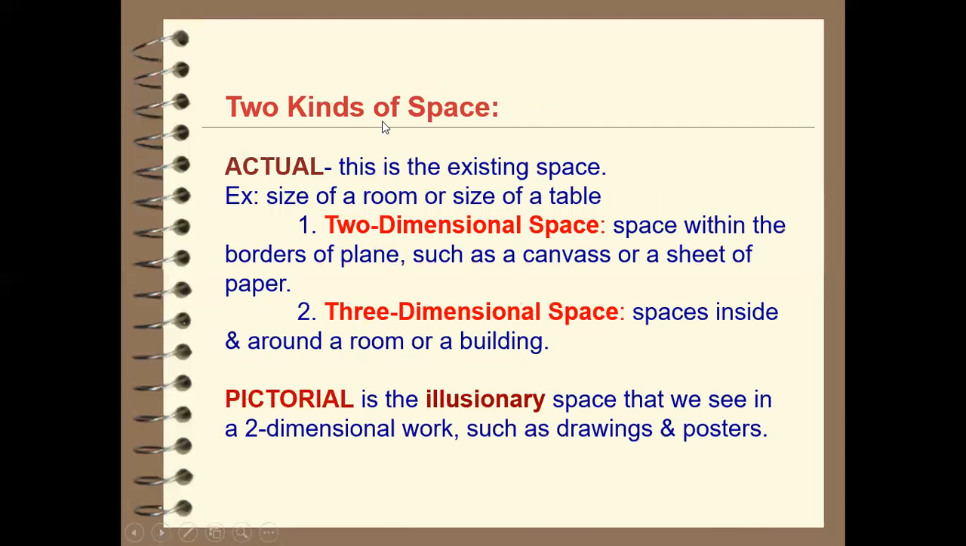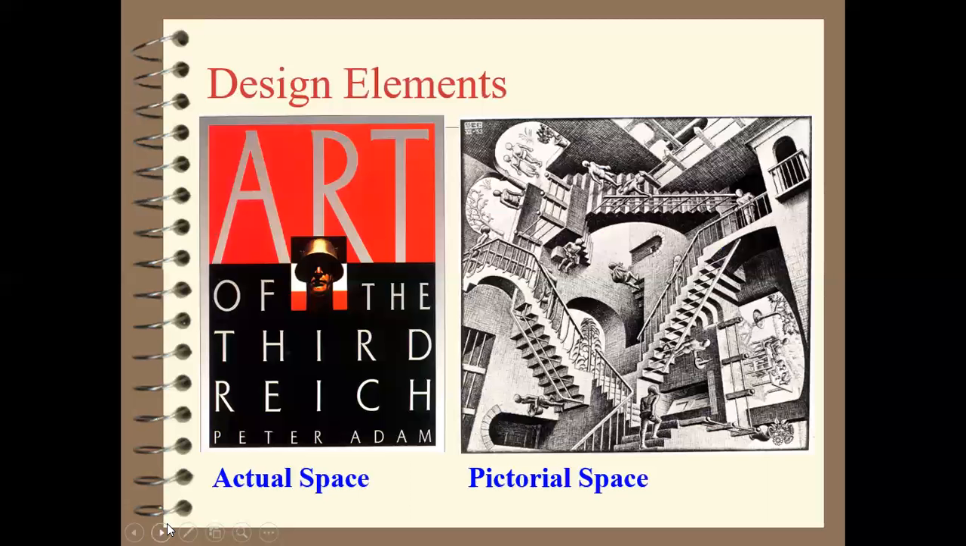So the next slide is, we have the two kinds of space. Actual, this is the existing space. Example, the size of a room or size of a table. So two-dimensional space within the borders of plane, such as canvas, your painting canvas, or a sheet of paper. Three-dimensional spaces inside and around a room or a building or a function hall or a classroom. Okay. So pictorial is the illusionary space that we see in two-dimensional work such as drawings and posters.